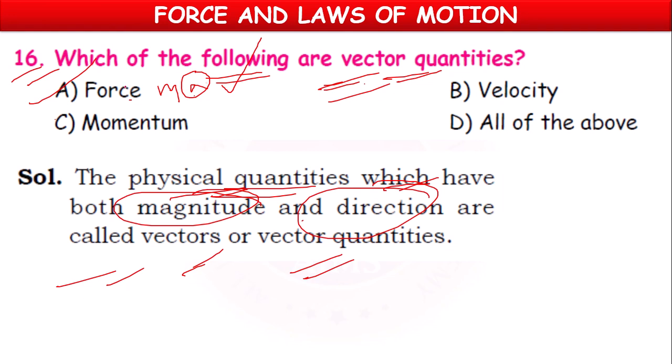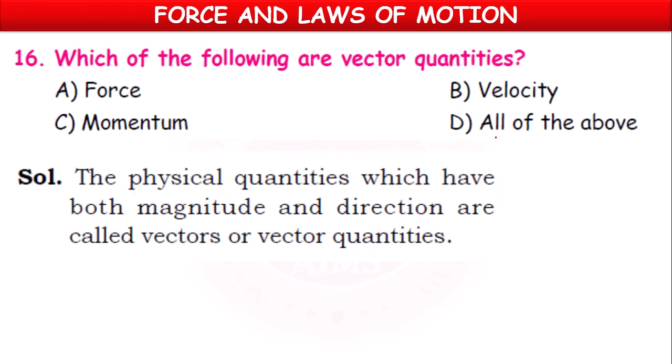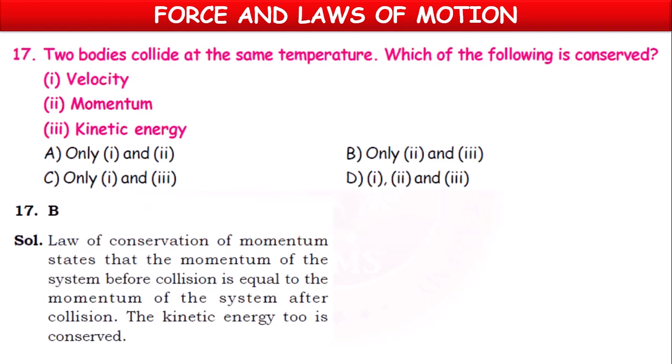So next, velocity is also a vector. Momentum formula: mass into velocity depends on velocity, which is a vector, so momentum is also a vector. So answer: all the above. All are the correct answers. So option D, all are vectors.